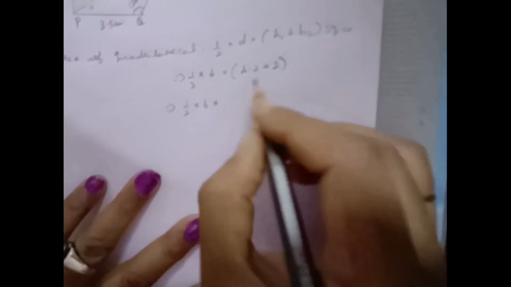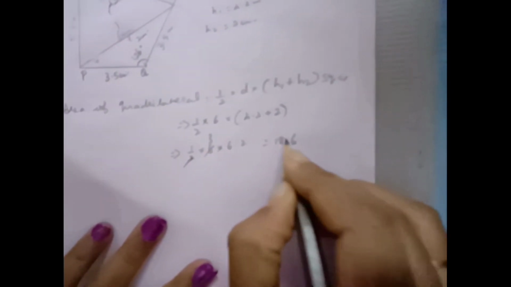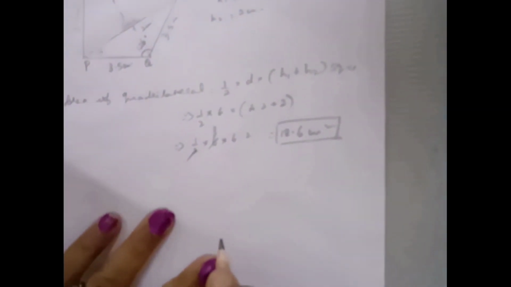So substitute the value in the formula. Half into D value is 6 into 4.2 plus 2, which is equal to 6.2. Therefore 3 2s are 6, 3 6 are 18. 18.6 centimeter square.